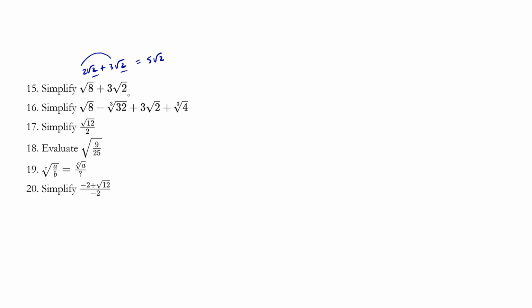Let's try number 16. We have root 8, which is the same thing as 2 root 2. And we have a minus sign and the cube root of 32. That's the same thing as 2, 2, 2, 2, 2, 5 2's. We're going to take one set of 3 friends and break out of this level 3 jail. Everyone dies except for 1, 2. So this gets pulled out and becomes a single 2 on the outside.